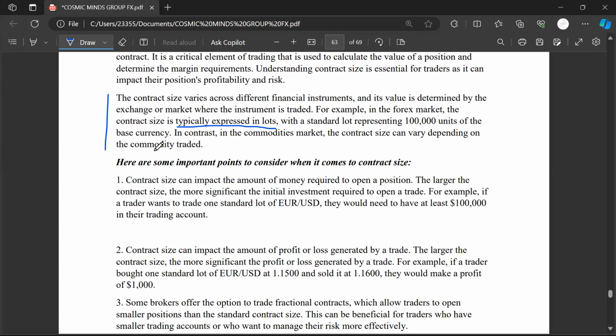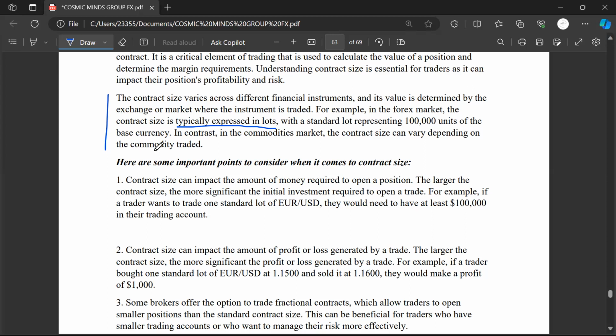So now let's see the importance of contract size. Why is it important to even know contract size, right? Now, contract size can impact the amount of money required to open a position. We did something similar with margin. We did margin and then free margin, margin level, we did the equity, and then we did the balance, right? And that is in episode 12. You can check that out.